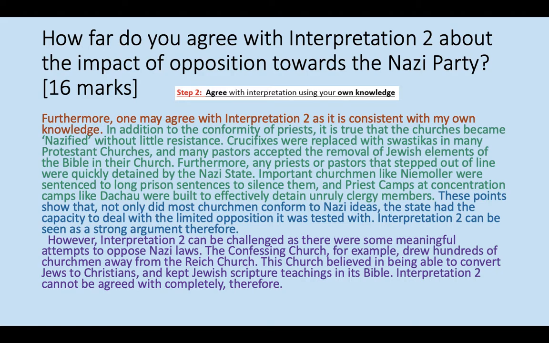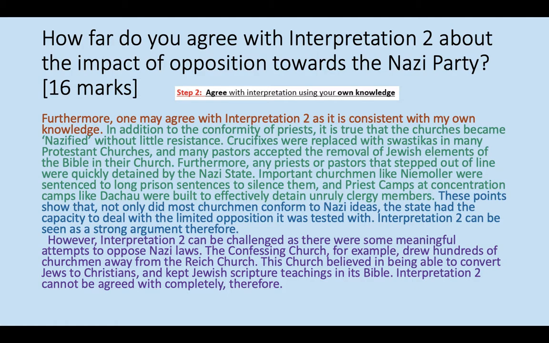So there we go. What you've done there by putting the counter argument in is you've shown that interpretation 2 is a very strong argument, but you're also acknowledging that it can't be completely and utterly relied on. So that's what the counter argument does for you there.